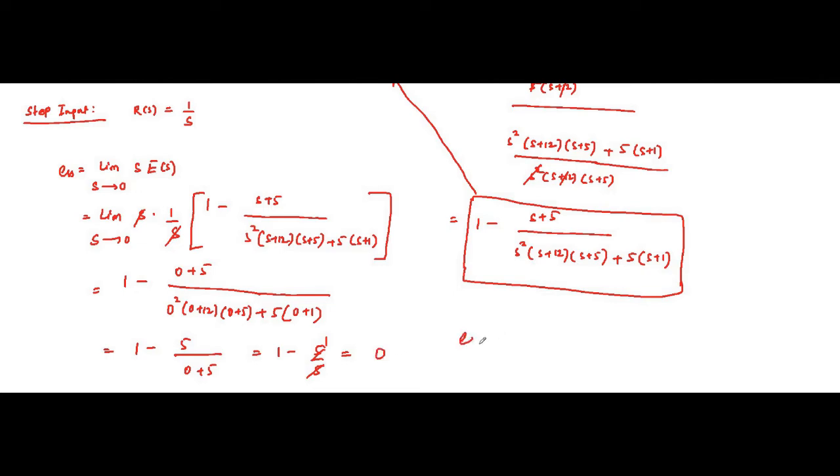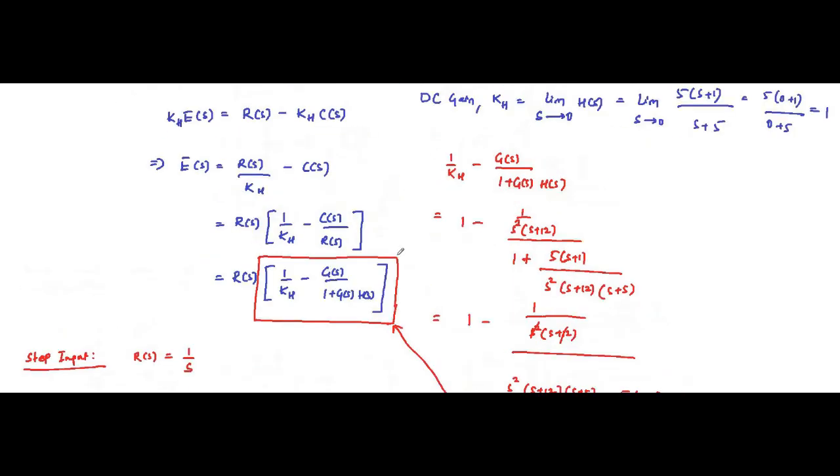So the steady state error for this non-unity feedback system for step input is equal to 0. This is for step input only. Then we will substitute for ramp input. So very easy.